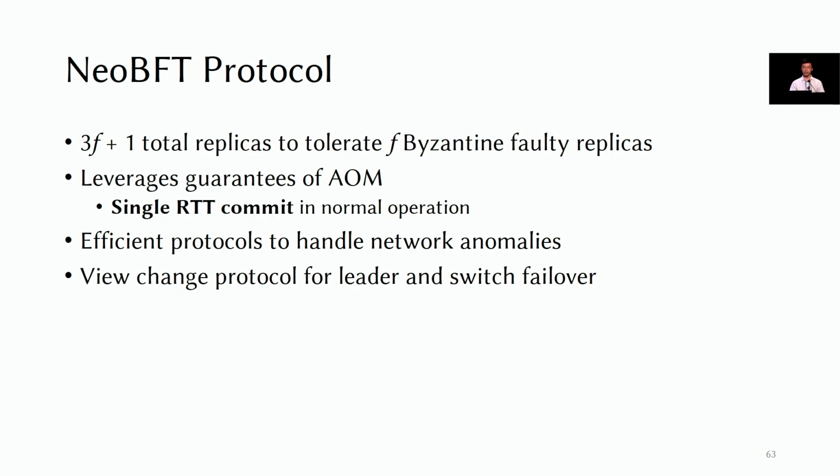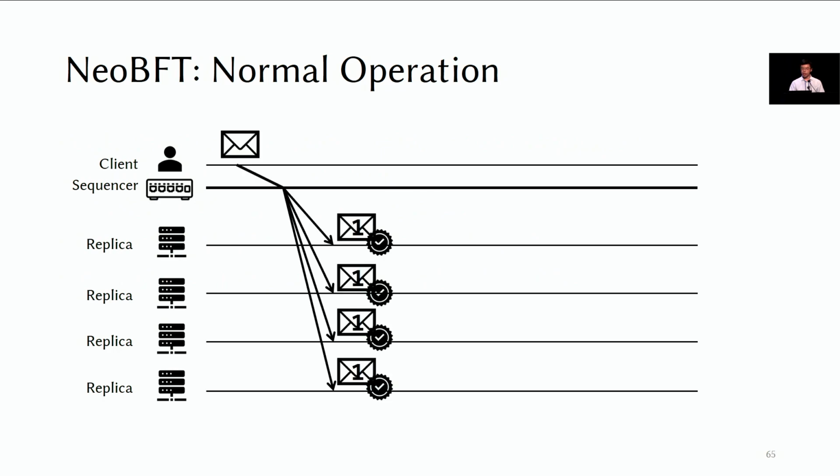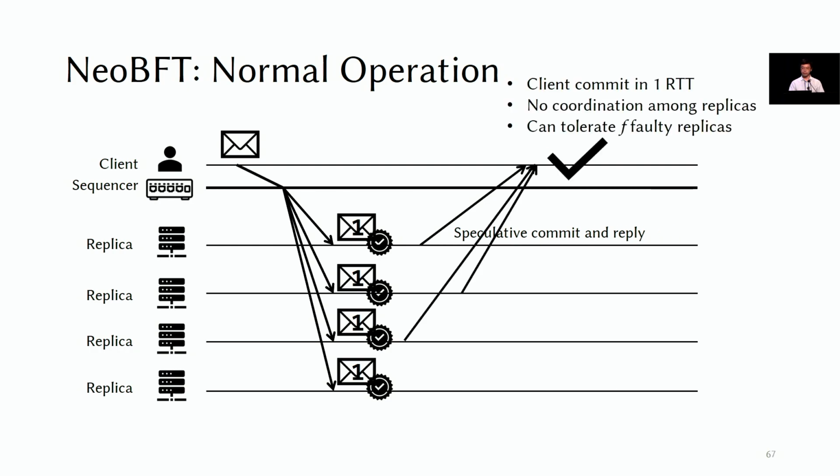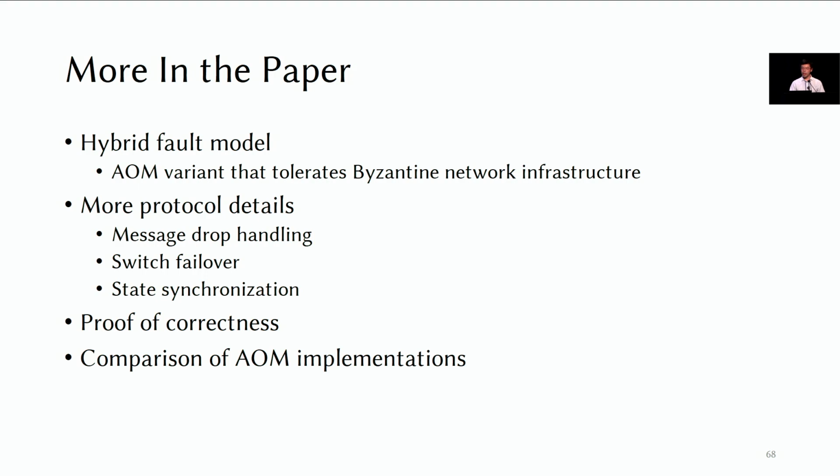In normal operation, clients send requests to replicas with AOM. Replicas verify the AOM message, speculatively execute the request, and reply to the client. The client can confirm the execution is durable after receiving replies from 2F+1 replicas and commit. As a result, the client commits in a single RTT. There's no coordination among replicas, and the protocol can tolerate F Byzantine replicas. There are more details in the paper that I have not talked about. Please check the paper if you are interested.